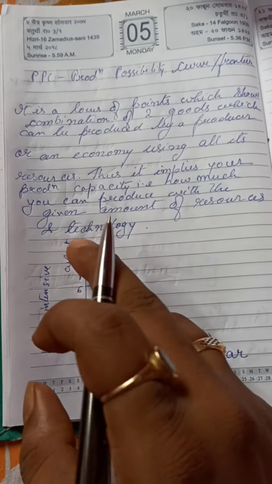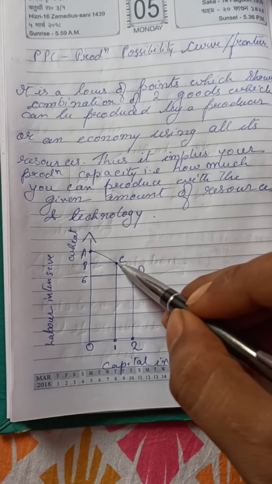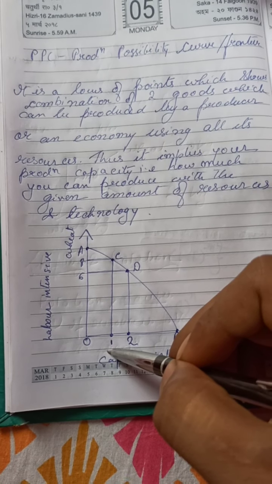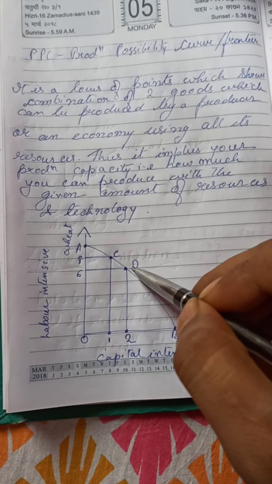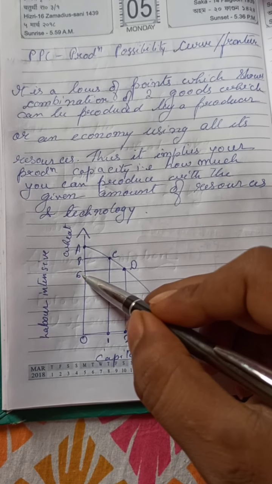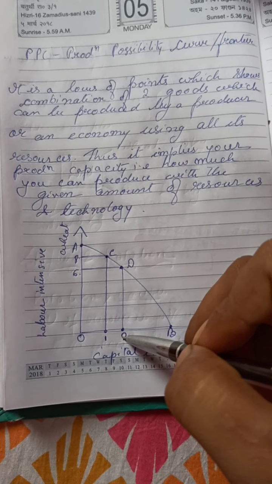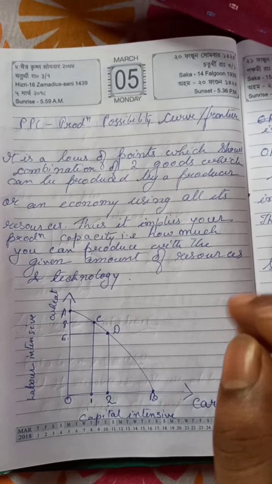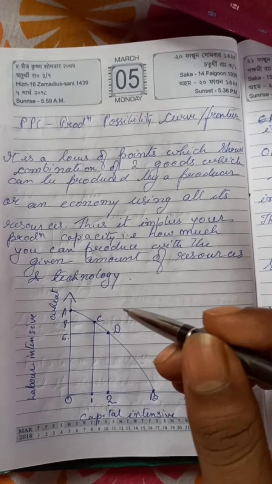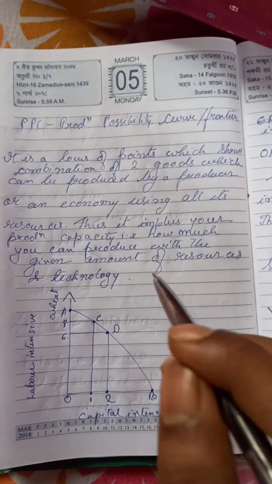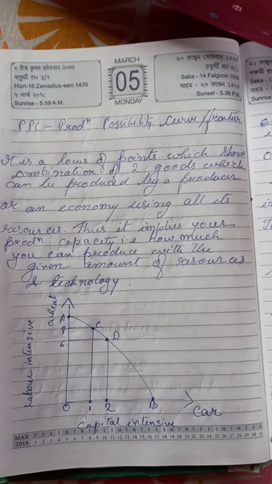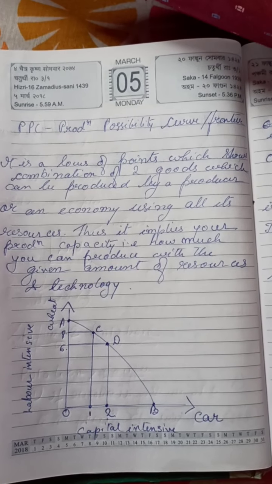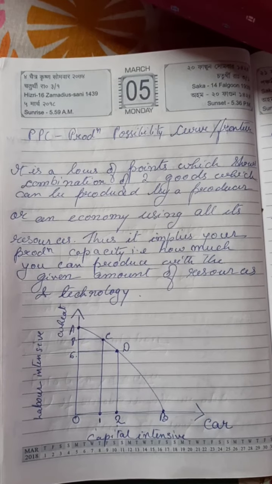One good is car and the other good is wheat. So point C shows that it has 8 kgs of wheat and 1 car. Okay, then point D is also showing a combination of 6 kgs of wheat and 2 cars. So according to the definition, it is a locus of points and every point shows a combination of two goods which can be produced by an economy or a producer by using all its resources.